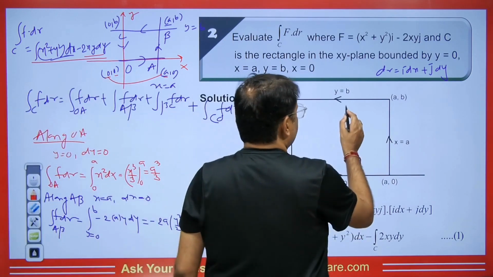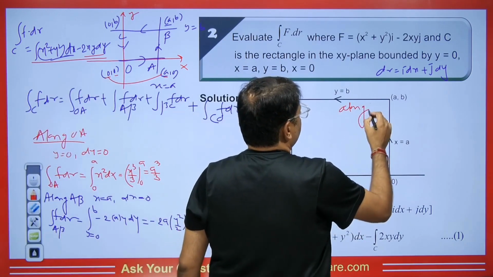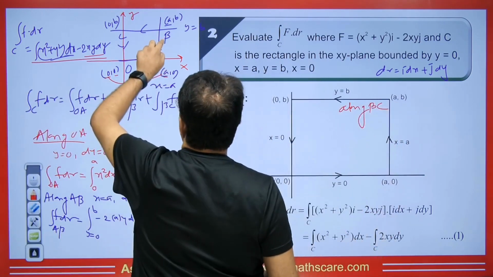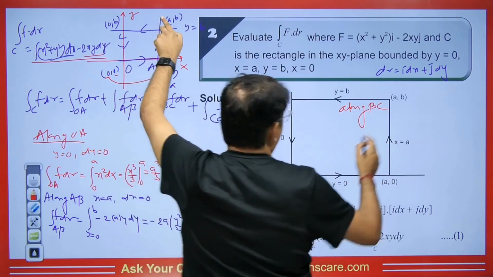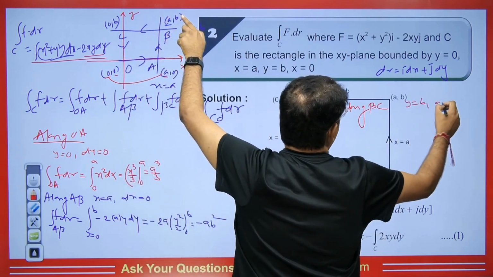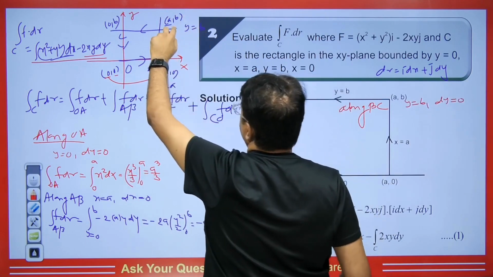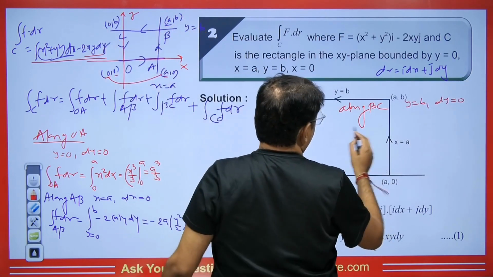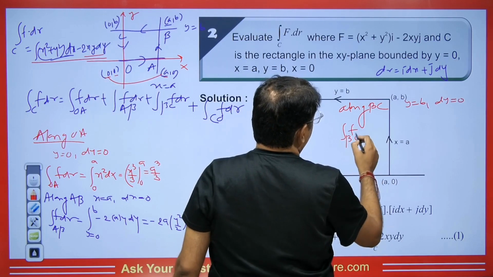Next, we'll discuss along BC. I'll take this out from here. We are discussing along BC, right? And since we are discussing BC, what do we have here from B to C? Y is constant here, correct? If Y is equal to B, then dy will be 0. And what will the limit be? It will be from A to 0, right? Since it's BC, F dot dr.